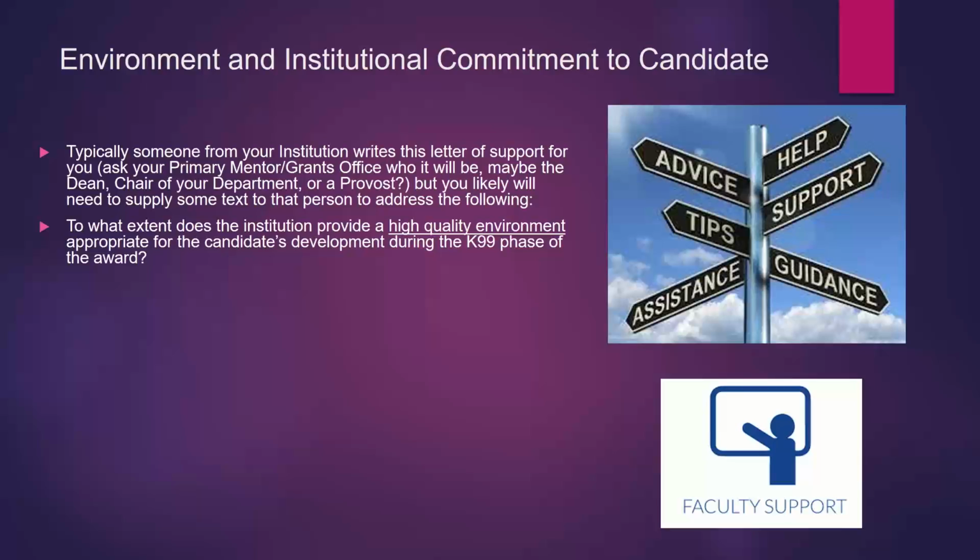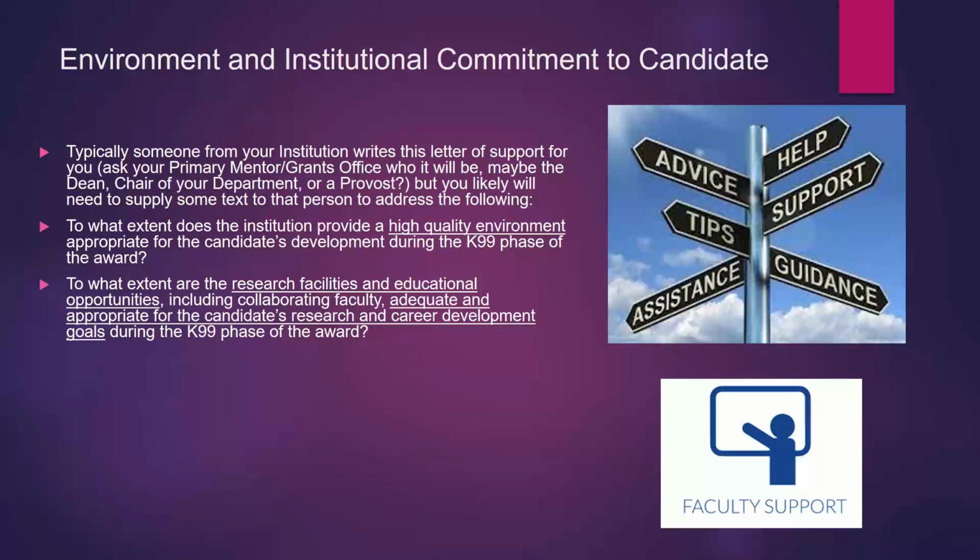To what extent does the institution provide a high-quality environment appropriate for your development during the K-99 phase of your award? To what extent are the research facilities and educational opportunities, including collaborating faculty, adequate and appropriate for the candidate's research and career development goals during the K-99 phase of the award? So do you have support? Do the research facilities cover everything you need for your K-99 portion of your grant? Do you have training opportunities on campus or affiliated with your institute in order to pursue your career goals?